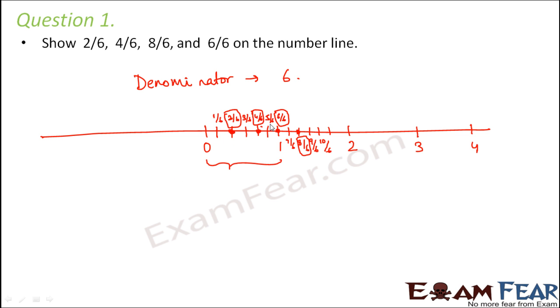Now looking at their positions on the number line also, we can say that 2 by 6 is lesser than 4 by 6, which is lesser than 6 by 6, which is lesser than 8 by 6.